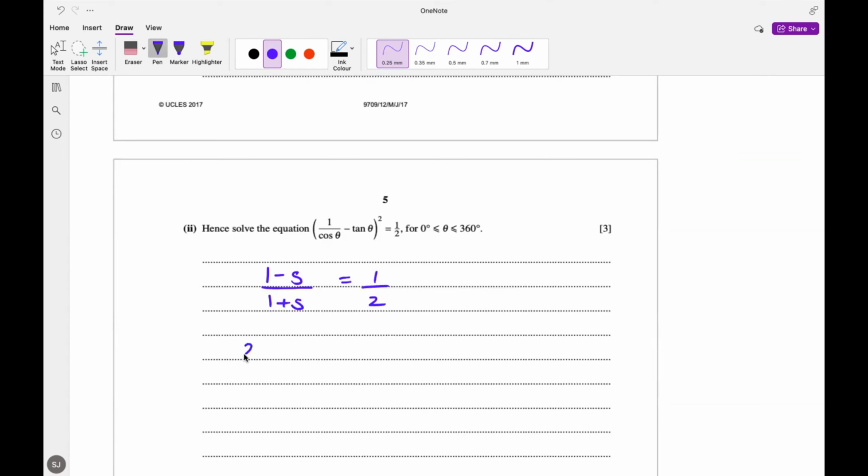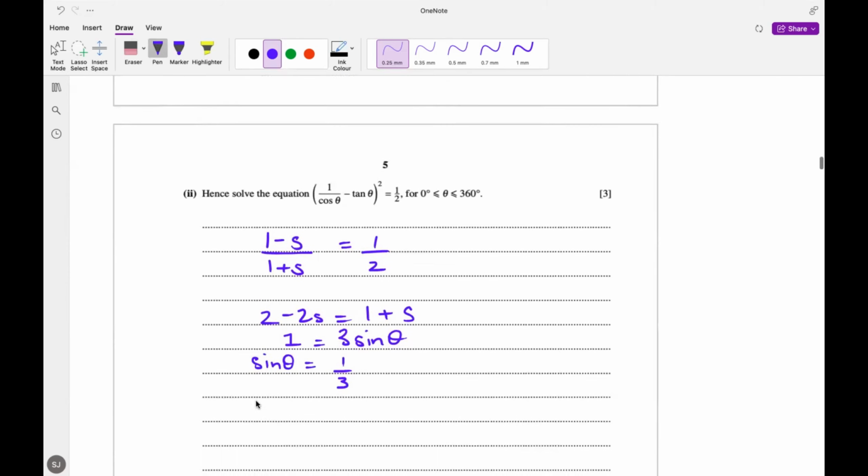Cross multiplying, we'll get 2 minus 2 sine is equals to 1 plus sine. Bring the negative 2 sine on this side, we'll get 1 is equals to 3 sine theta. So sine theta is equals to 1 upon 3. So theta will be equals to sine inverse of 1 upon 3.